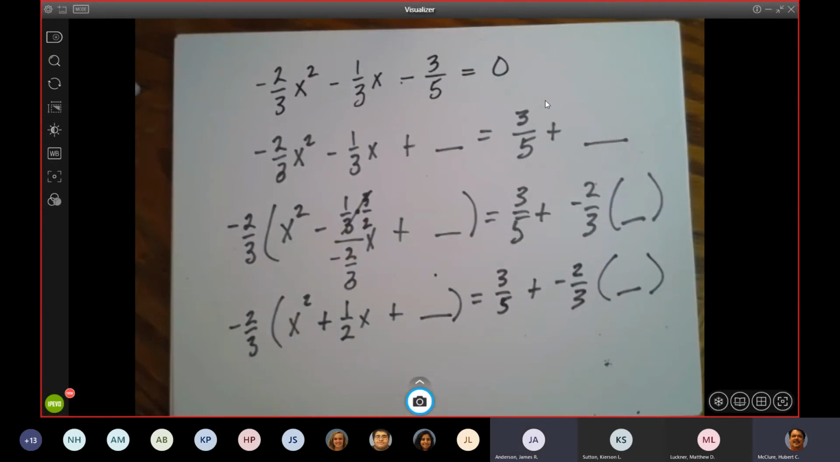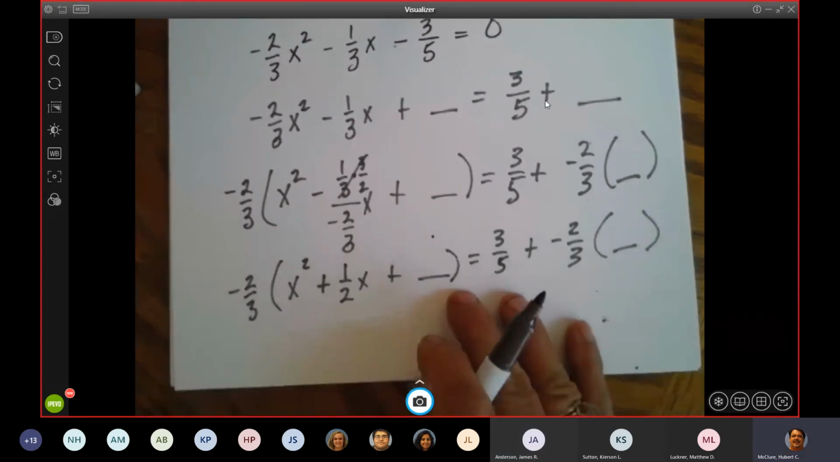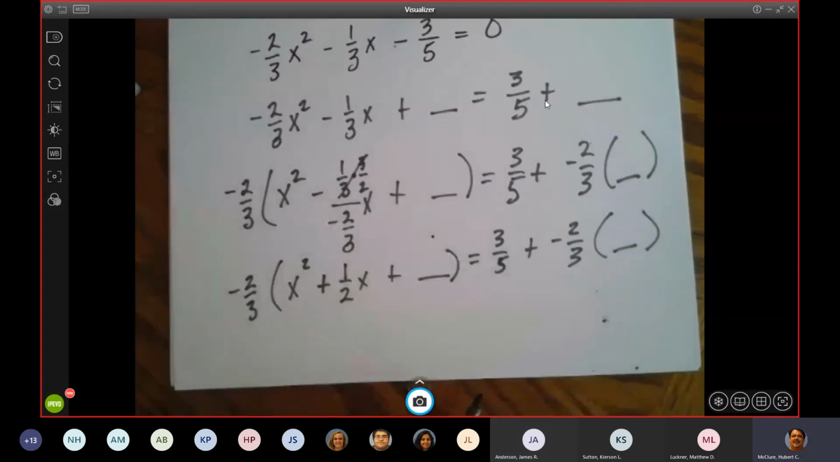Did y'all get 1/2 x? I guess it's a business program. That's smart. So did y'all get 1/2 for your middle term? We haven't done completing the square yet. We just got it to where you can do completing the square.